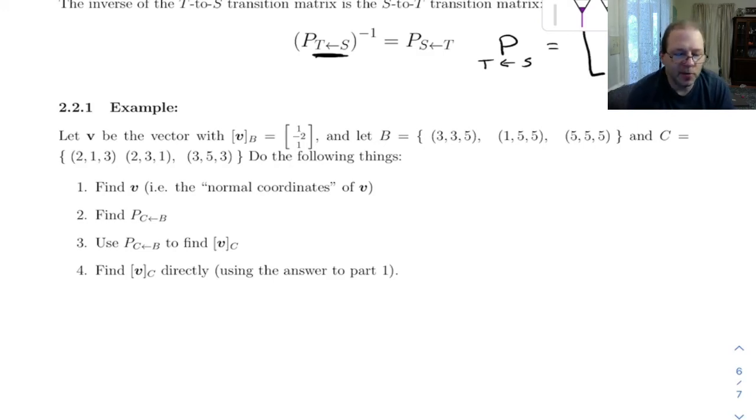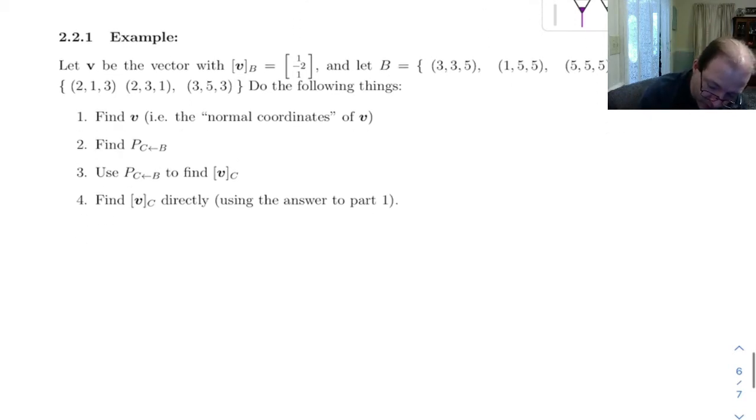All right, this last example kind of puts together everything we've done so far in this section. It says let v be the vector with coordinates with respect to B given by 1, -2, 1. B is this basis, and then C is this other basis. Do the following things. First, find the normal coordinates of v. Okay, so we're given these are the coefficients with respect to B.